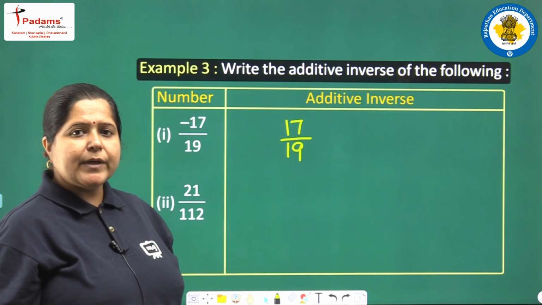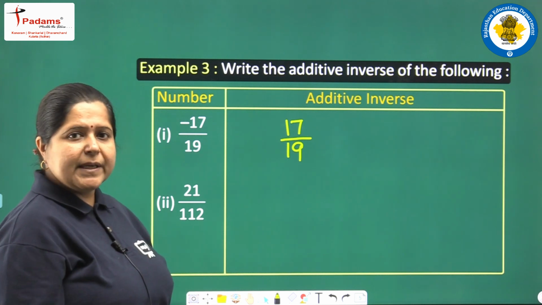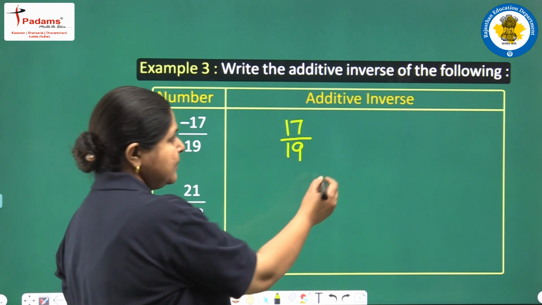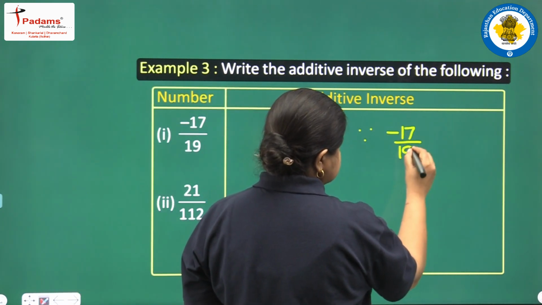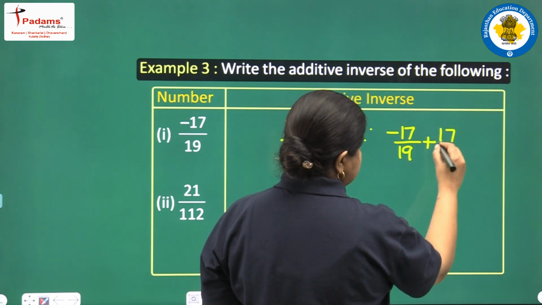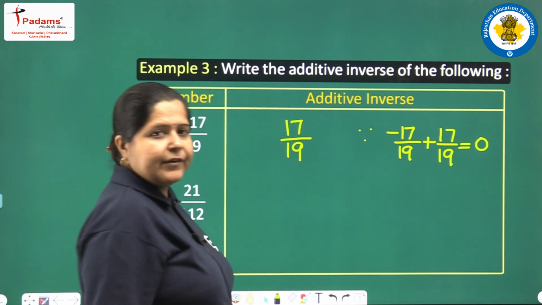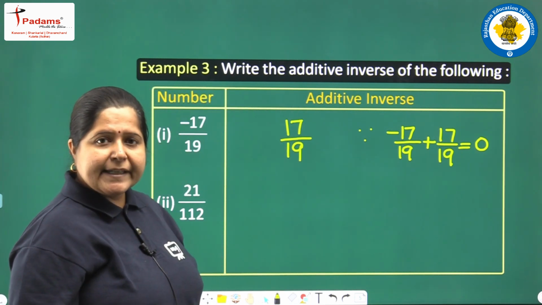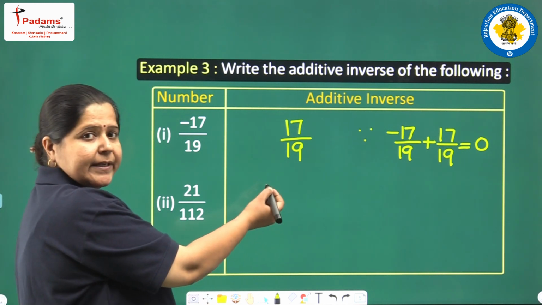Right, no need to write the plus because the number itself is positive. It means it is positive. Why is this the additive inverse? Since if we add them, what will we get? They both will be cancelled and we will get the additive identity 0. So, the additive inverse of minus 17 by 19 is 17 by 19.